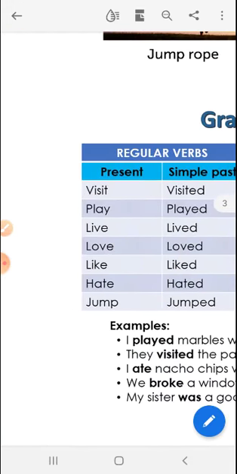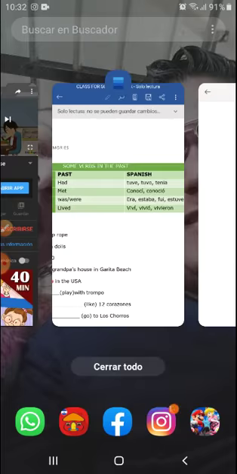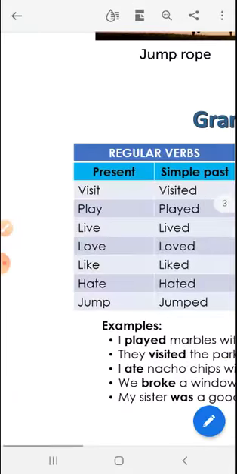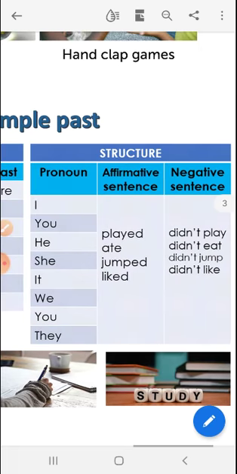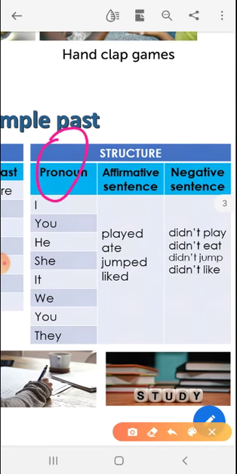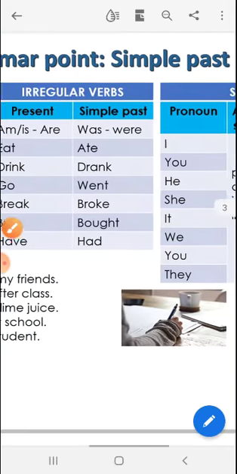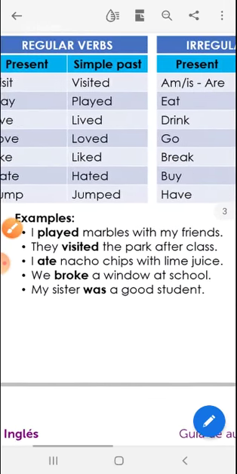Now, attention here. How do I write in past? ¿Cómo escribo en el pasado? Ok, here. You have some example de cómo escribir en el pasado. The pronoun, the verb, ¿ok? The verb, ya sea en affirmative o en negative. Vamos a ver eso después, yes? Let's see that later. But first, let's focus here.